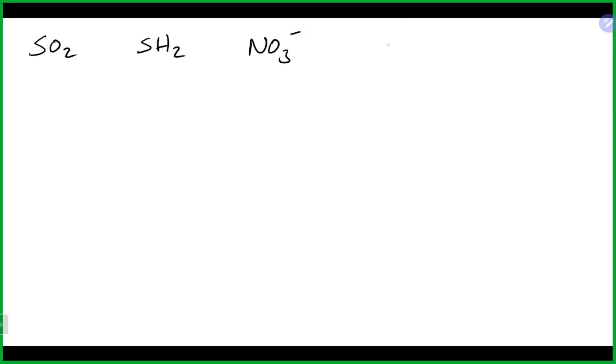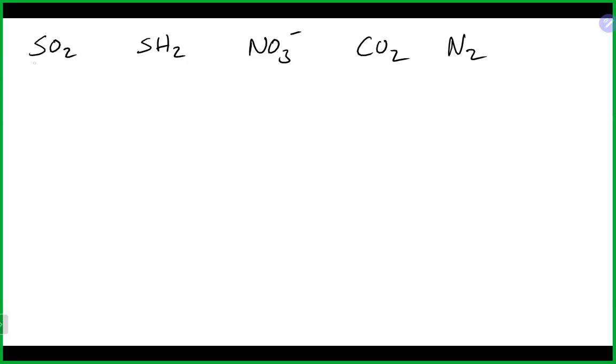Let's do N2. And let's do CO2. All right, so draw the Lewis structures for each of these. See what you come up with. Okay, so let's take a look, see how you're doing.